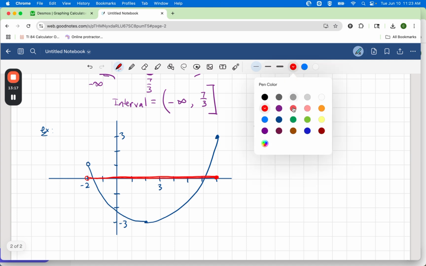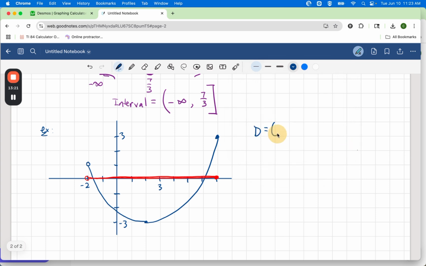So my domain is negative 2 up to 7. Open dot on the negative 2, so I have that in parentheses.